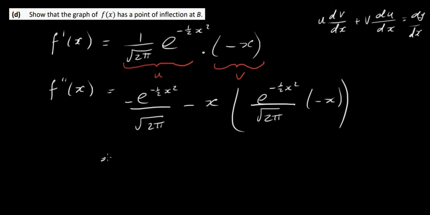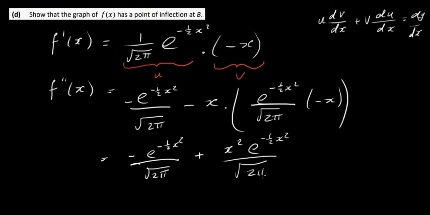Now let me see if I can simplify all of this. Here I've got minus e to the power of minus a half x squared all over square root 2 pi. With this part I've got this x multiplied by this, multiplied by minus x. Minus times plus times minus gives me a plus. An x times an x is x squared, and here I've got e to the power of minus a half x squared all over the square root of 2 pi.